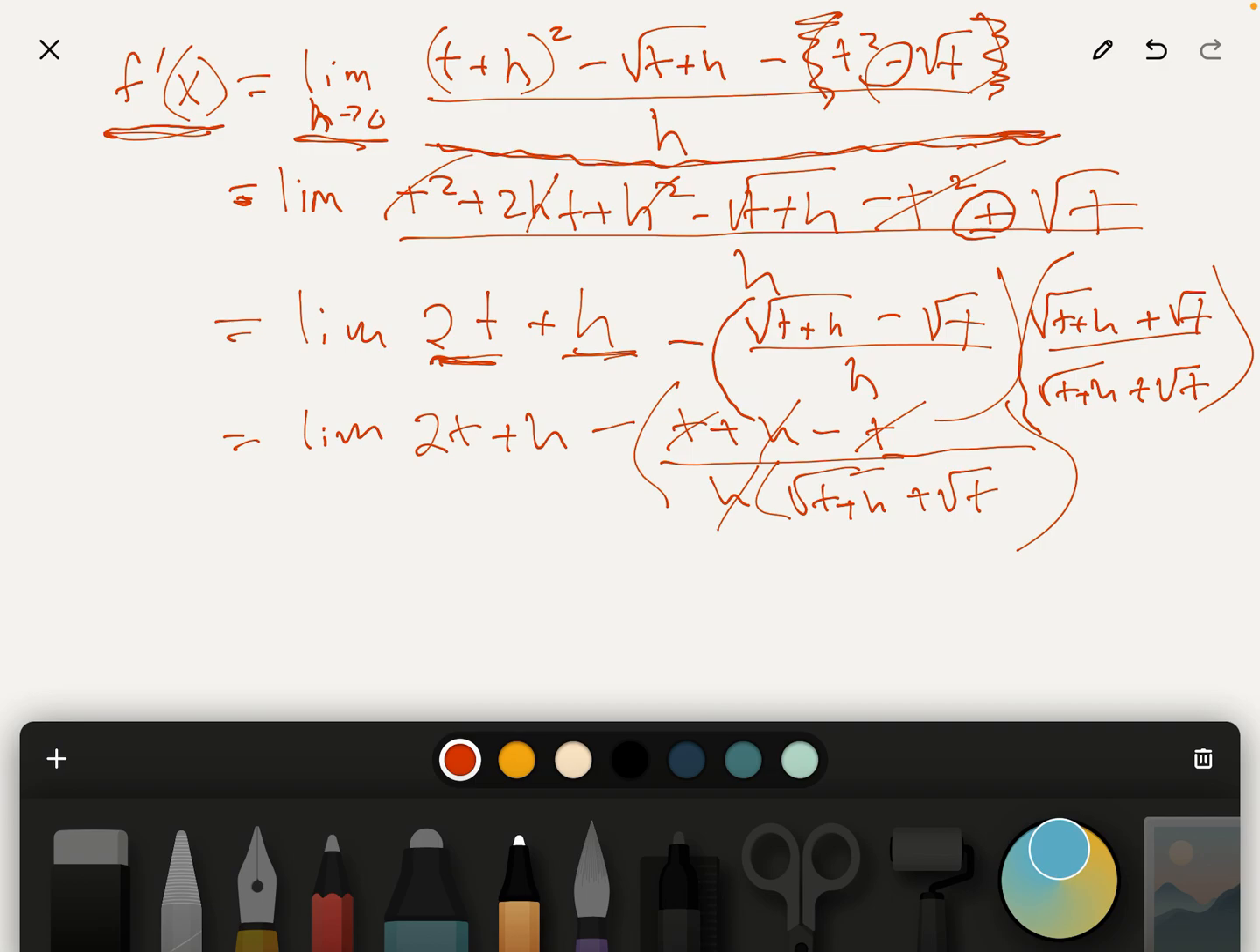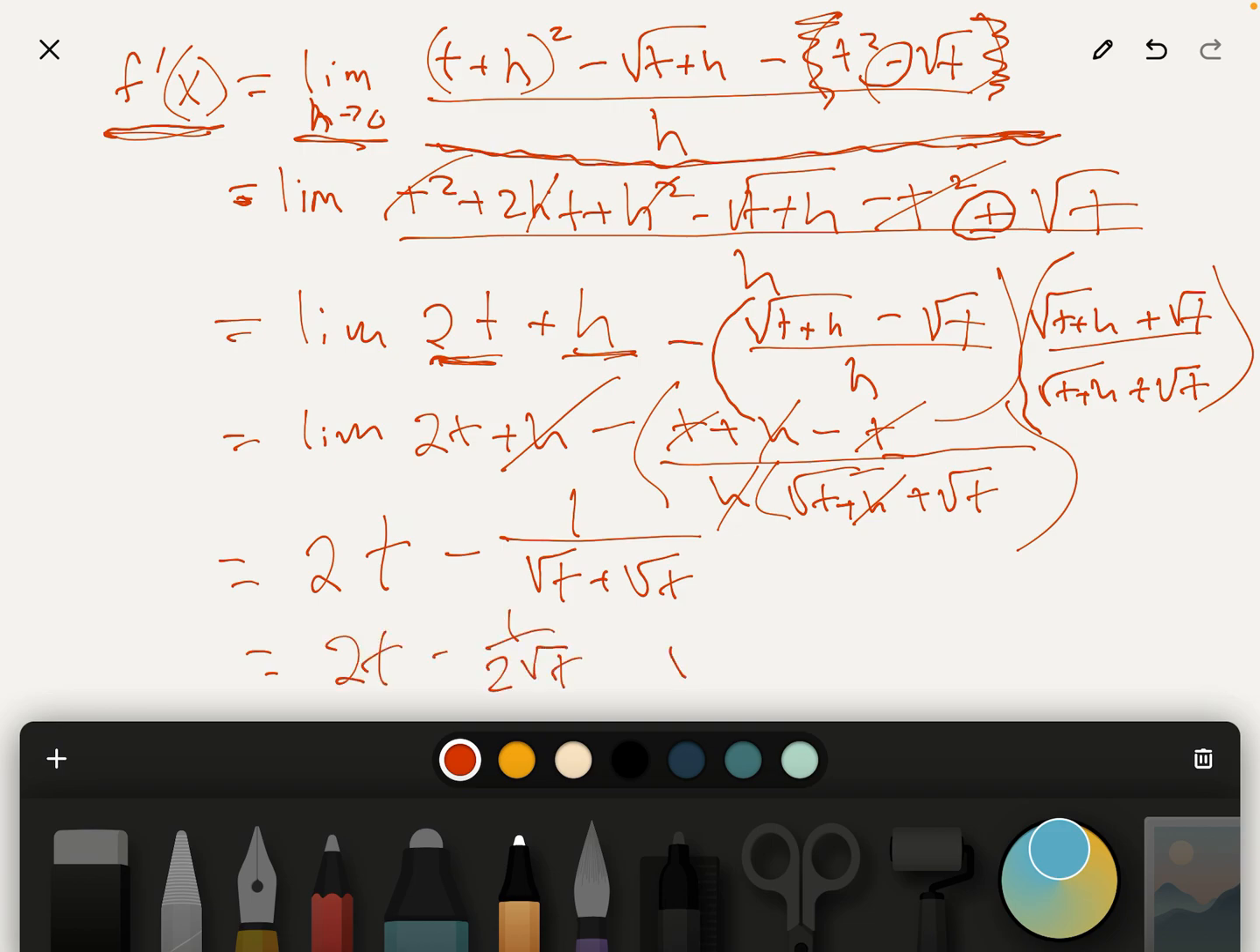And as h goes to 0, let's go ahead and take h to 0 now. We're going to get rid of that h, and we're left with f prime of x equals 2t minus 1 over the quantity square root of t plus square root of t. Simplify that a little bit, and there's the answer.